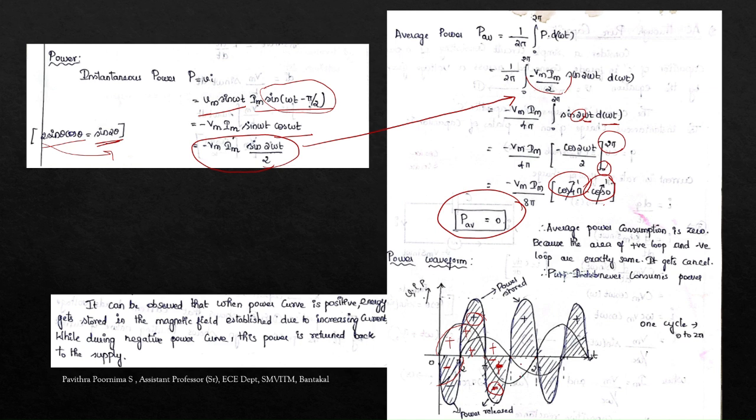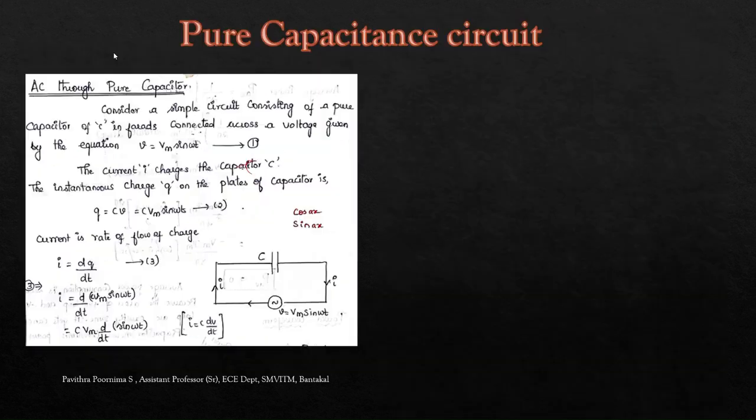So here, what happens with the voltage? The voltage curve is negative. This is the voltage curve and this is the current curve. This is also negative, so minus into minus will be plus. So we are getting the negative power as well as positive power. The negative cycle of power represents the release of power and positive represents consumption.